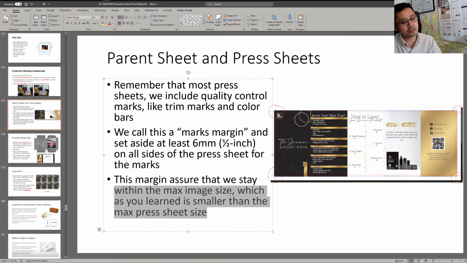Margin tu untuk memastikan kita punya maximum image size kita include dia, nak memastikan bahawa maximum image size smaller than the maximum press sheet size. Jadi size kita kena include all those setengah inci yang dimaksudkan tadi.